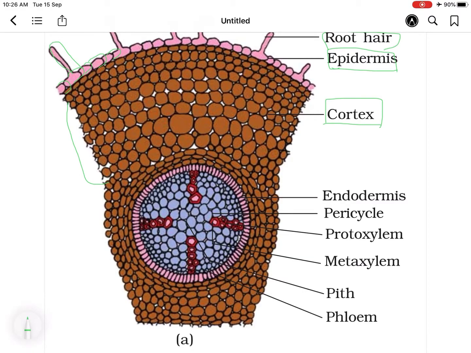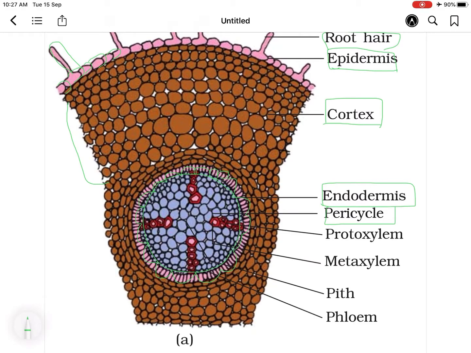Now we move towards the inner endodermis part. So endodermis, here this pink colored structure where smaller cells are located. These structures, having single-layered cells, constitute endodermis. Then it is followed by a single-layer pericycle. This is also a parenchymatous cell and it follows endodermis.